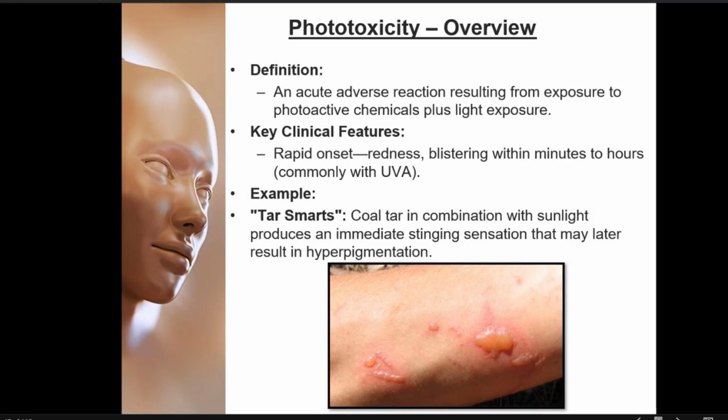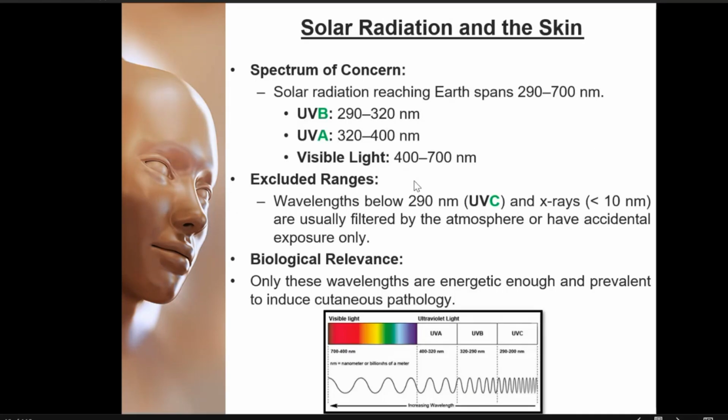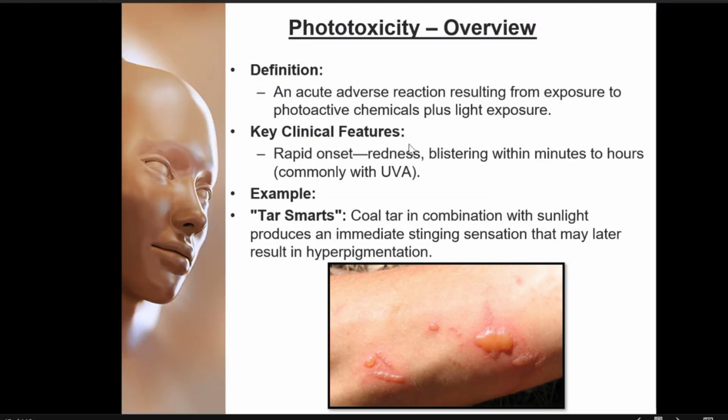Phototoxicity is an acute adverse reaction resulting from exposure to a photoactive chemical plus light exposure. Key clinical features are rapid onset. You can see the redness and blistering here after exposure of the skin to light. A common exposure is ultraviolet A, wavelength between 320 and 400 nanometer, for phototoxicity on the skin.